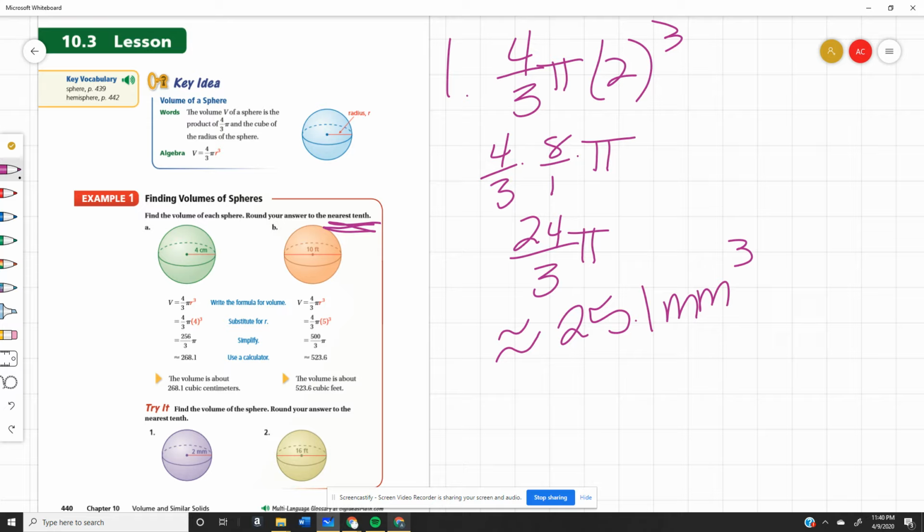Oh, I didn't. What did I do? What did I do wrong? This one says 32/3. Did I multiply wrong? Is 8 times 4 not 24? 8 times 4 is not 24.